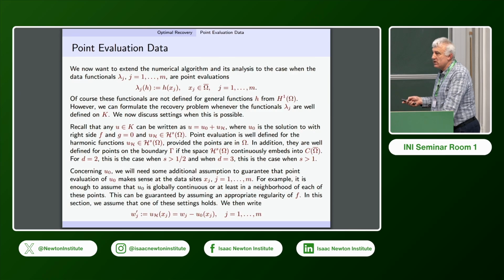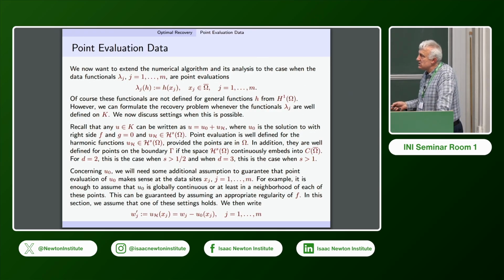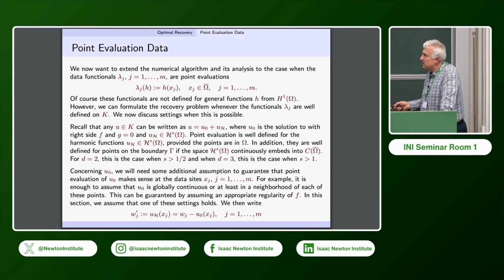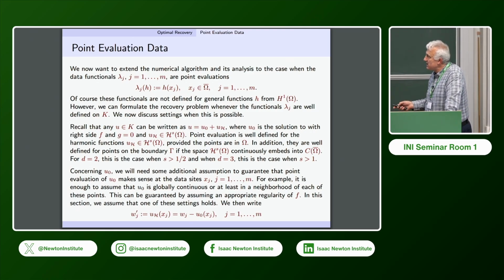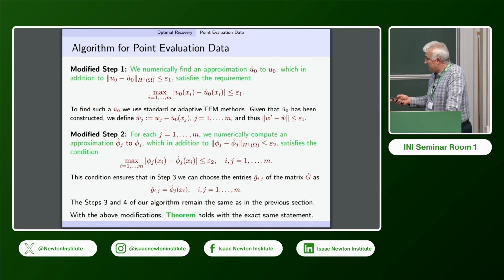We have to make a data evaluation. So if we are able to evaluate, then for this compact set, we assume that the solution is in the compact set K. We can assume that it is in a space for all the elements in this compact set. We have that the point evaluations are defined, and then go and modify the steps, including additionally, not only that the norm in H1 is smaller than epsilon.